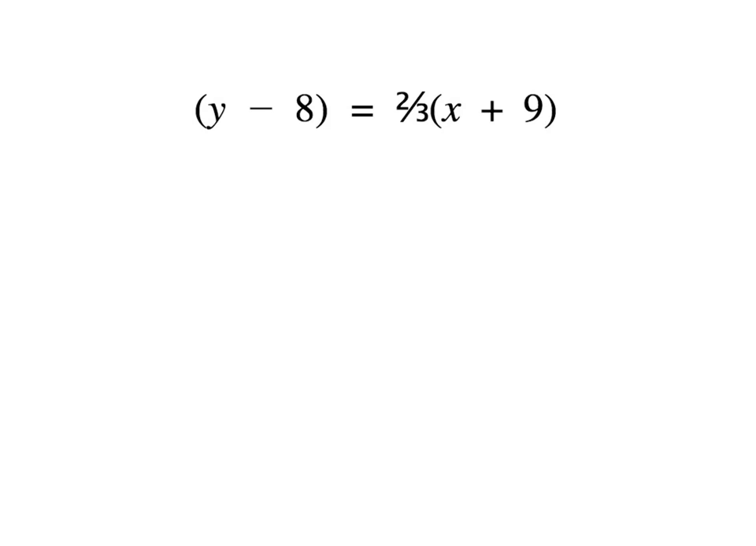This equation is currently in point-slope form, and I'm going to convert it to slope-intercept form by solving it for y. So the first thing I'm going to do is draw my line down the equals, and I've got to get rid of my grouping symbols, my parentheses.